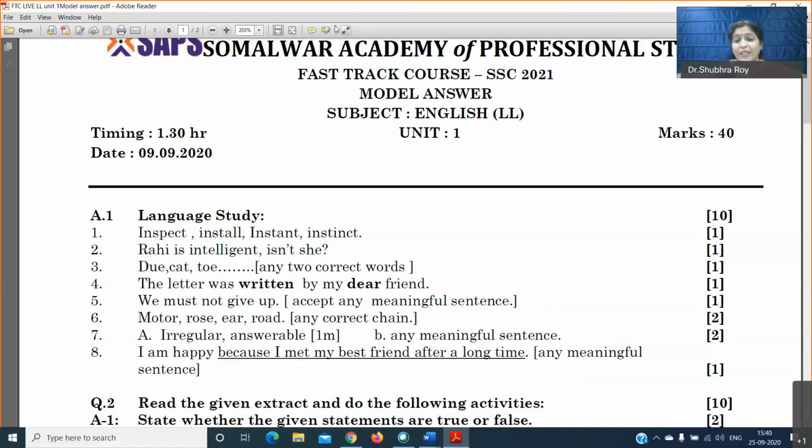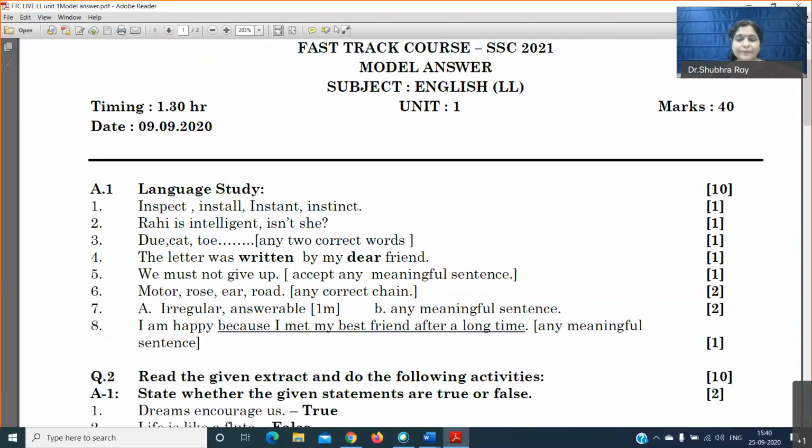I am happy because I have scored more marks. I am happy because I have done my best today. I'm happy because it's my birthday. So you can have so many clauses that you can write. Okay. Now let's go to the second question.